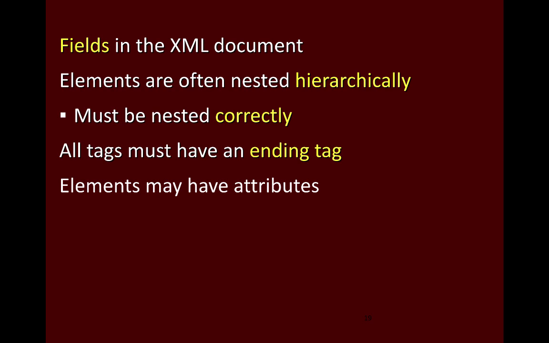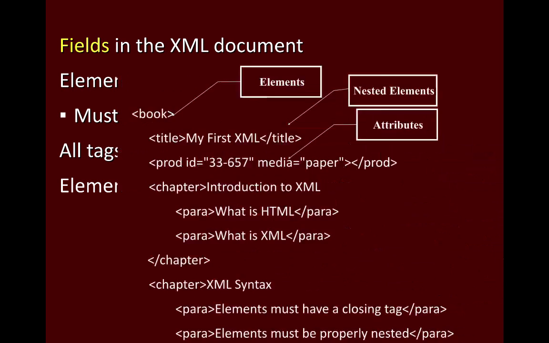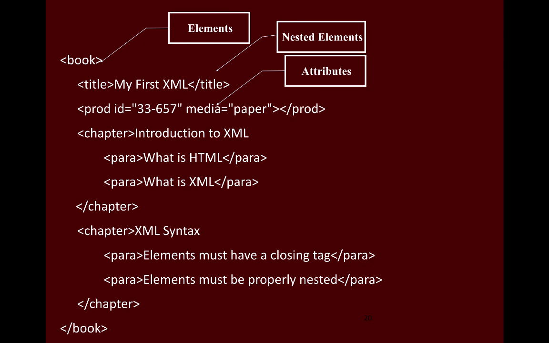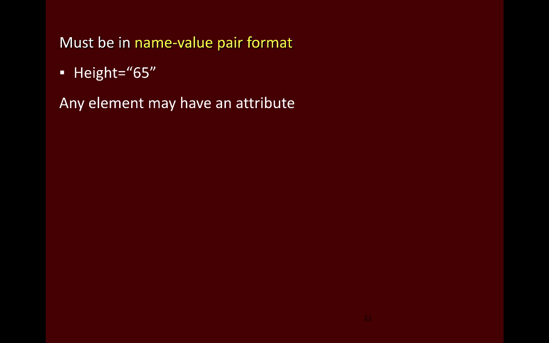So elements are often nested hierarchically, as we have seen, and must be nested correctly, and all the text must have an ending tag. These are some conventions in XML. So here's an example. You have elements, and you have nested elements, or elements contained within other elements, and then you have the attributes. And attributes normally contain the value in double quotes, right? Whether it's a number or a string, it's always in double quotes.